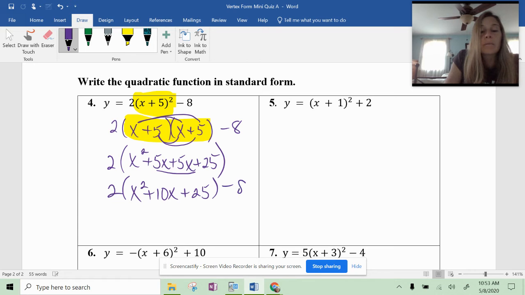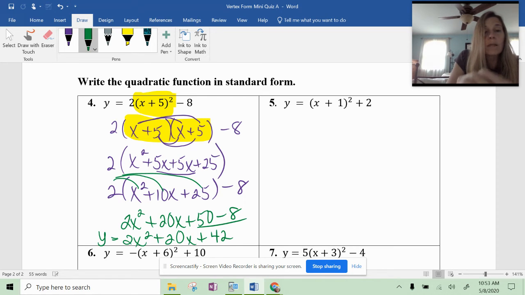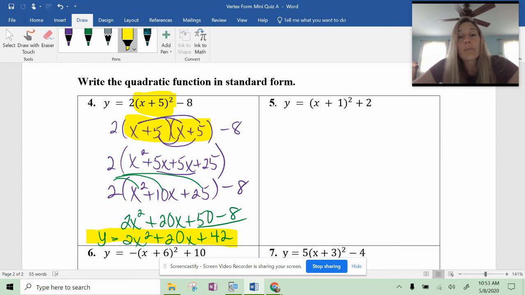Now at this point, we would have to now distribute this 2 to everything in those parentheses. So that will make that 2x squared plus 20x plus 50. And then we have to subtract that 8. So our final answer is 2x squared plus 20x plus 42. And of course, it's still y equals. So this is our answer right there. Now it's in standard form as opposed to the vertex form.